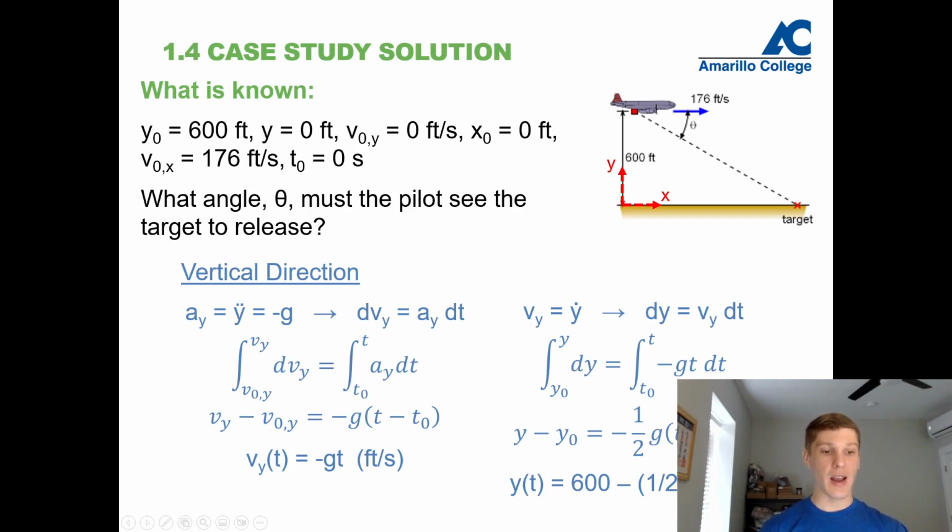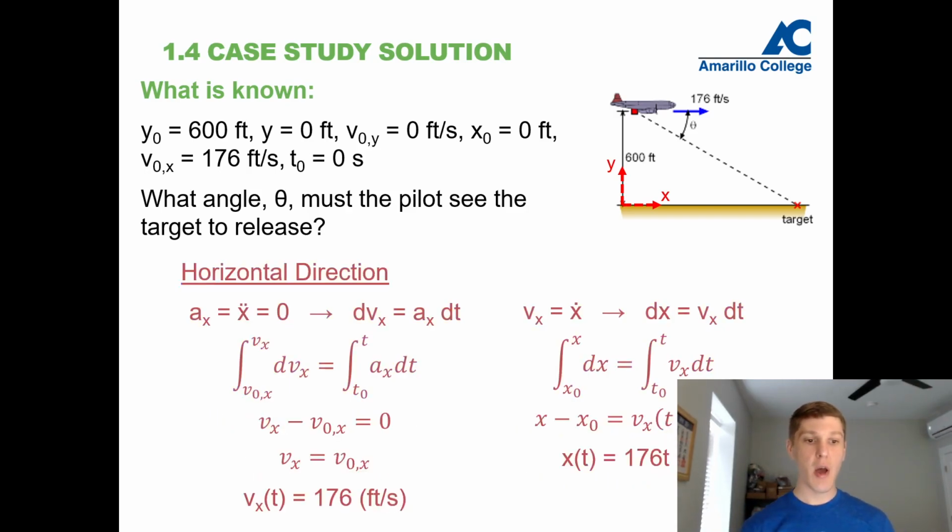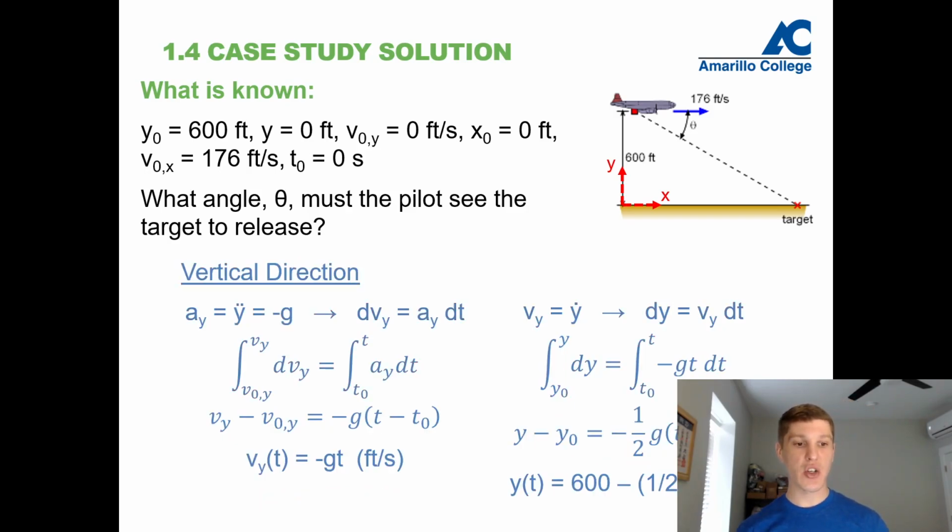So I take this equation that I just derived and I can plug in my boundary conditions. I know that my initial position is at 600 feet, and I know that my t naught I define to be equal to 0. So my y of t, my vertical position equation, becomes 600 minus 1/2 gt squared. So now I have both my horizontal position as a function of time and my vertical position as a function of time.